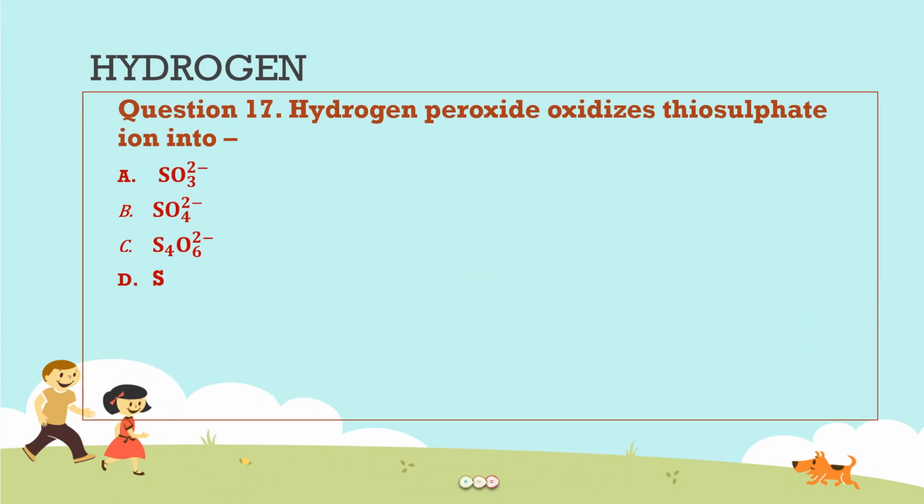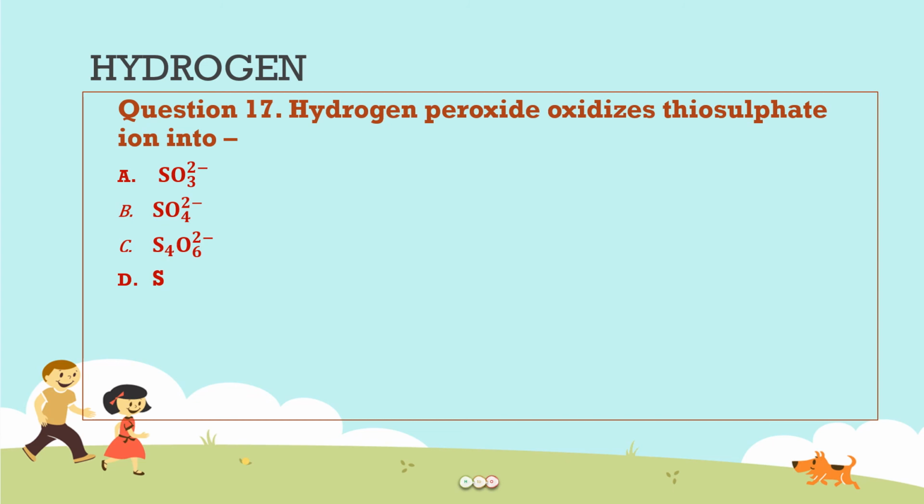Now question number 17. Hydrogen peroxide oxidizes thiosulphate ion into SO3 2 negative, SO4 2 negative, S4O6 2 negative, or sulfur. So you have to again choose your option, and I hope you are understanding that all the reactions for hydrogen peroxide are going to be very, very important.